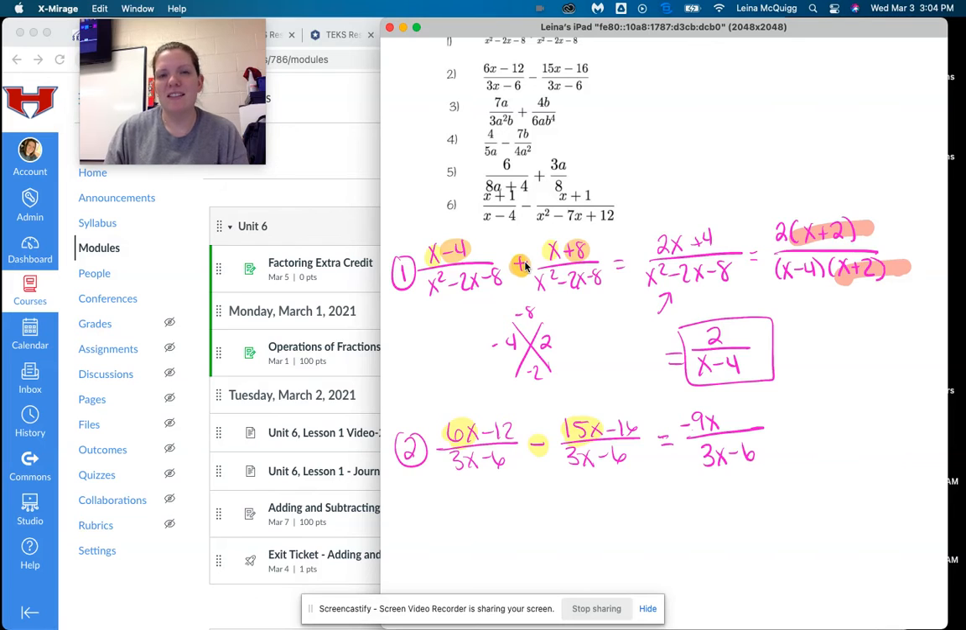-9x. And then I have -12 minus -16. So that's -12 minus -16, which means I'm talking about -12 plus 16, which is going to be 4. So plus 4. So make sure you pay attention. This minus sign right here is subtracting that whole entire piece. So you need to distribute it through the numerator.